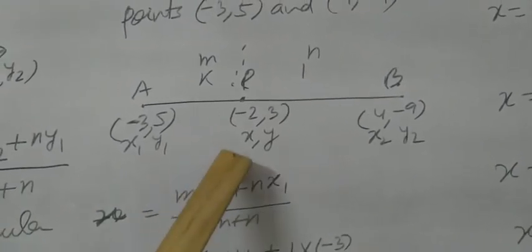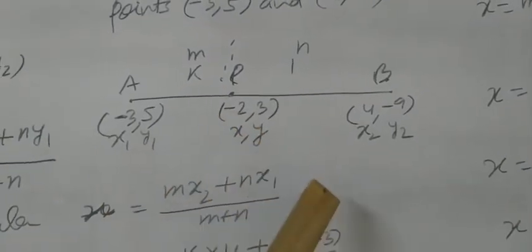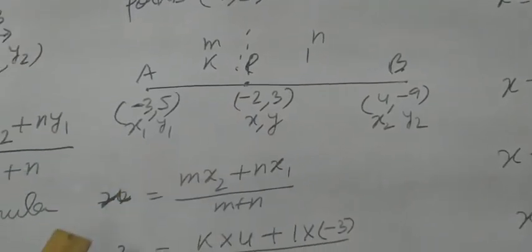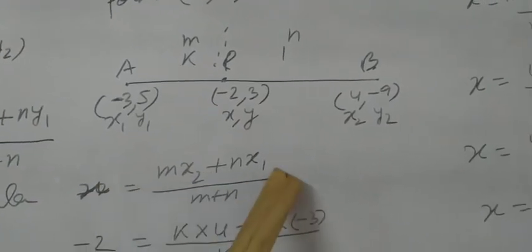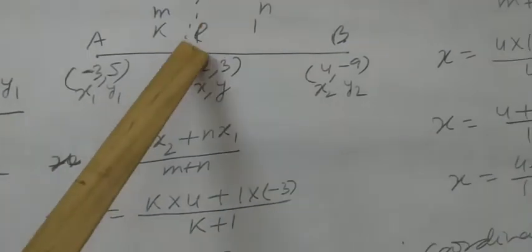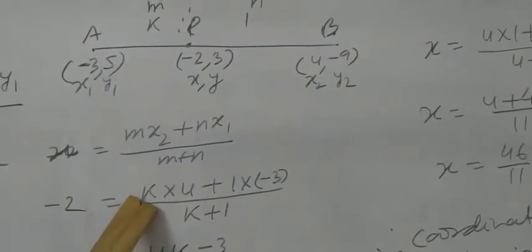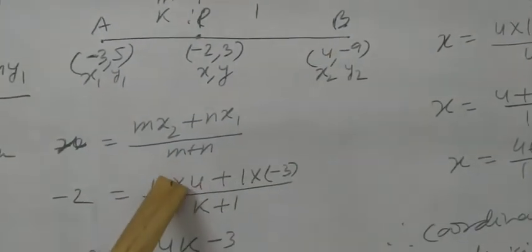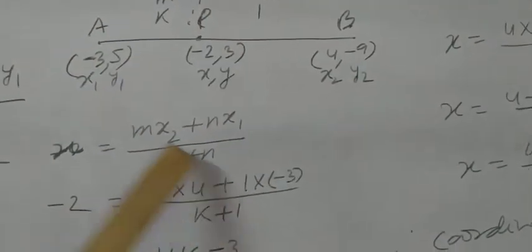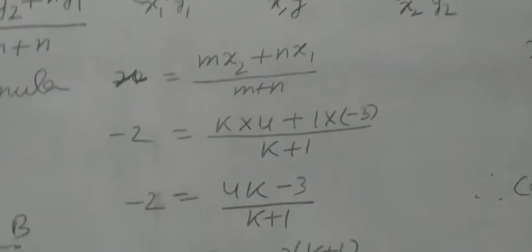So we can find out the ratio by any one formula, student, x or y. I am going to find the ratio by x formula. X equal to (mx2 plus nx1) upon (m plus n). X value minus 2, m value k, x2 4, k into 4 plus n value 1, x1 minus 3 upon k plus 1.